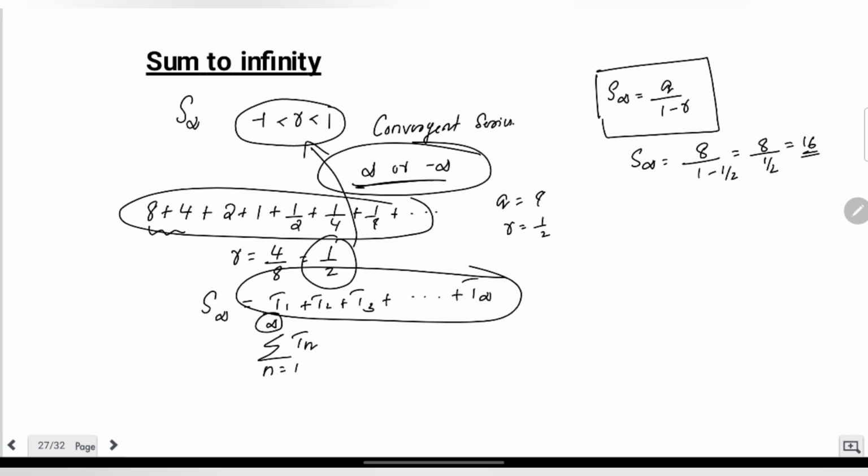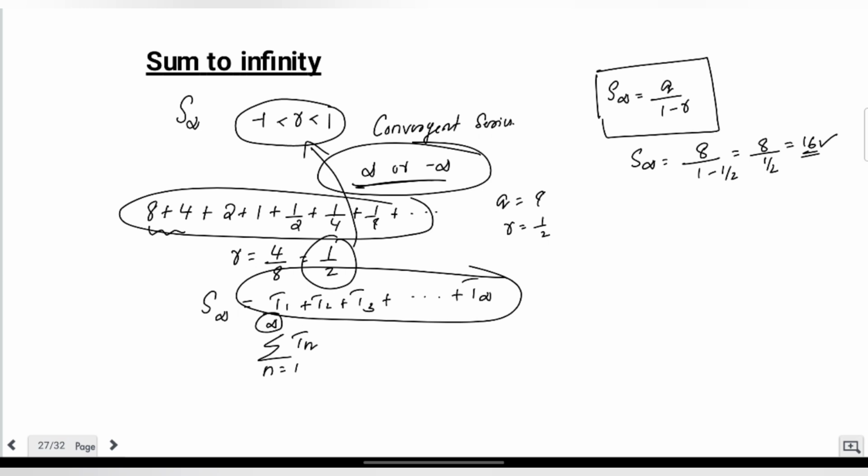You see that? 16. So when you add all the terms, t1, t2, t3, that is 8 plus 4 plus 2 plus 1 plus 1 over 2, 1 over 4, 1 over 8, 1 over 16, 1 over 32, all the terms, the sum will be 16. So that series converges to a number. That is why its name is convergent series. You won't get anything more than 16.